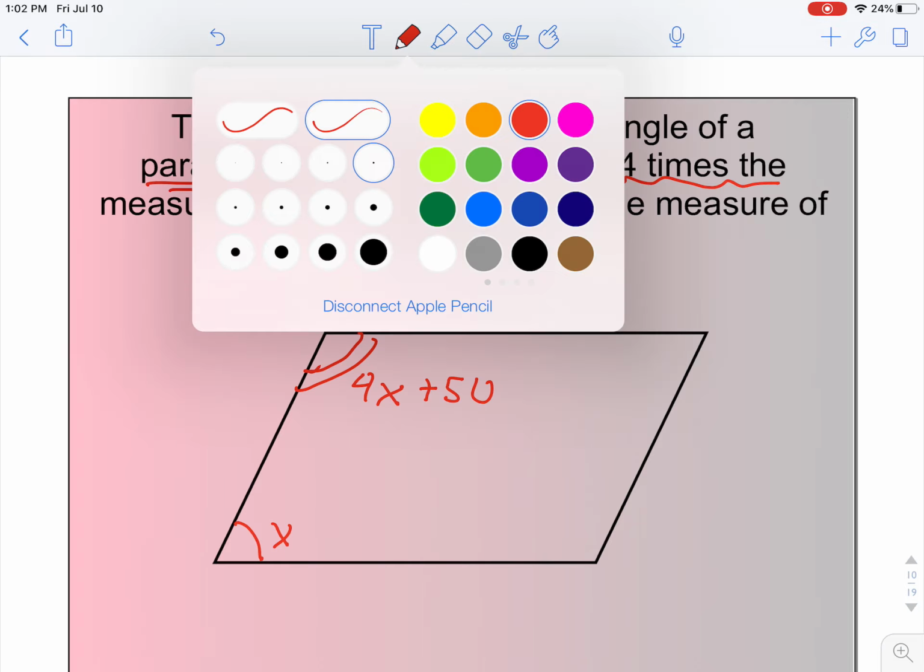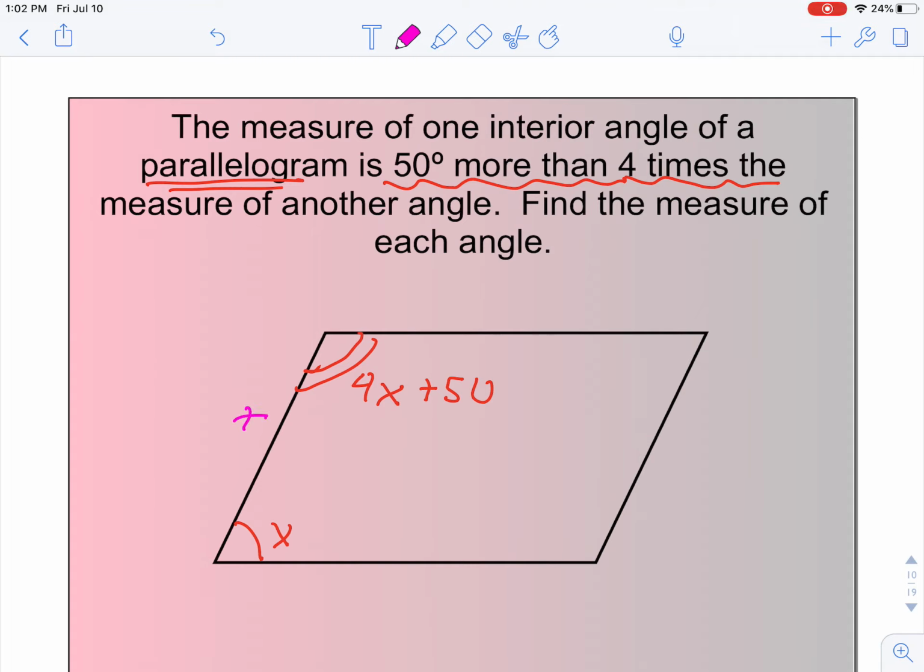So now what we can do is use the fact that this is a parallelogram. They told us that. And so in a parallelogram, remember, these angles are supplementary. So that means that x plus 4x plus 50 has to equal 180 degrees, supplementary. So this is 5x plus 50 equals 180. And again, subtract 50 and divide by 5, and you will get x equals 26.